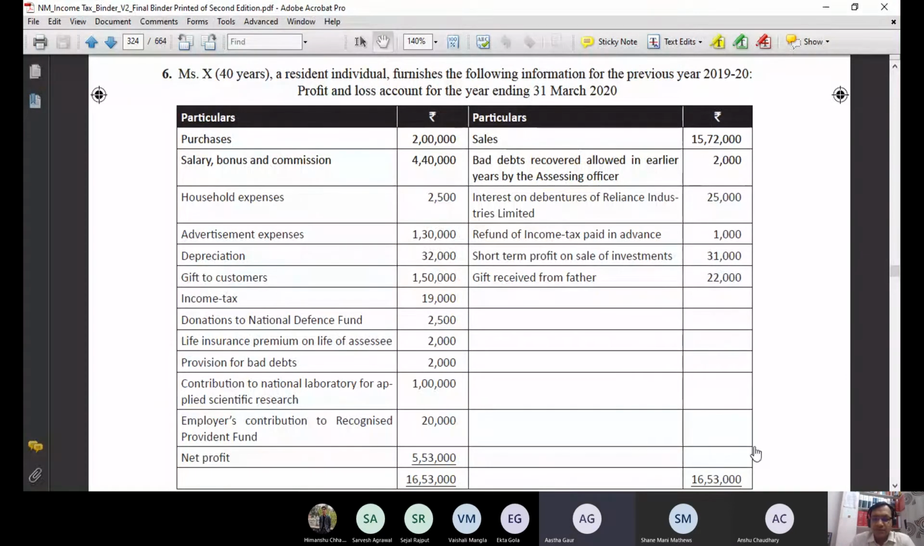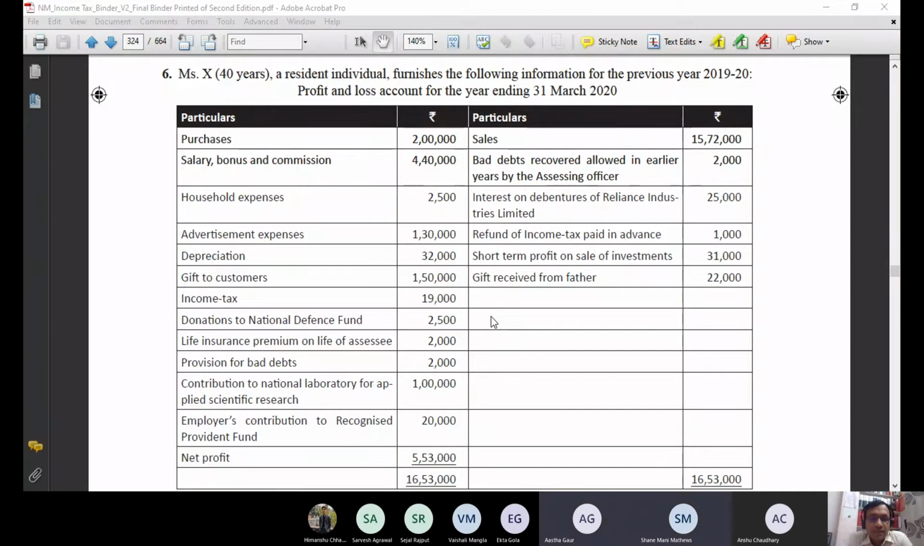Can you tell me? It will be disallowed. Why? Because provision isn't actually an expenditure. It's just expected. Yes, so every provision is disallowed, but some provisions can be allowed. Can you tell me those provisions which can be allowed?